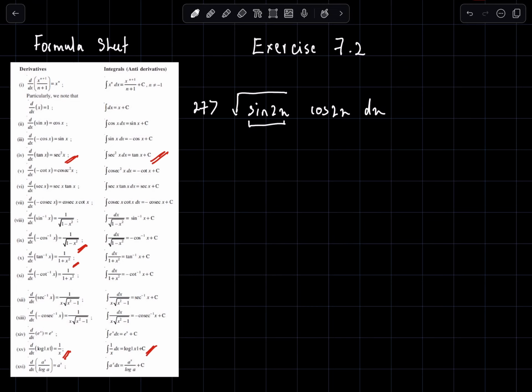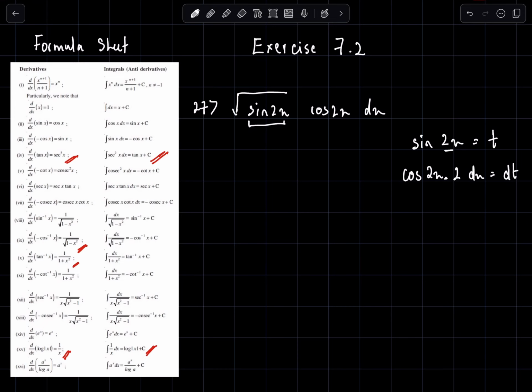Given that, I can say sine 2x is equal to t. Now let's differentiate. The differential of sine x is cosine of x, so cosine of 2x, and now with the chain rule you have to differentiate the inside as well, which is times 2 dx is equal to dt.